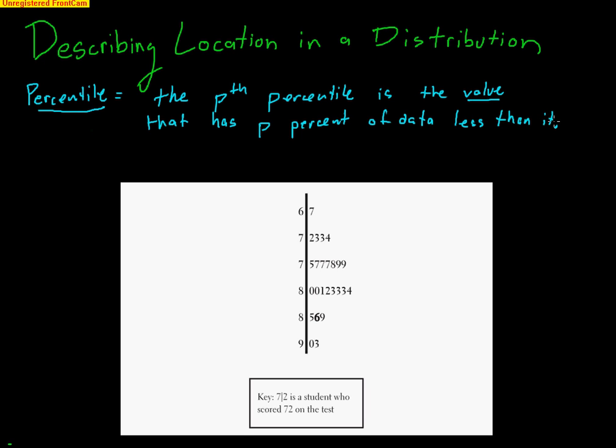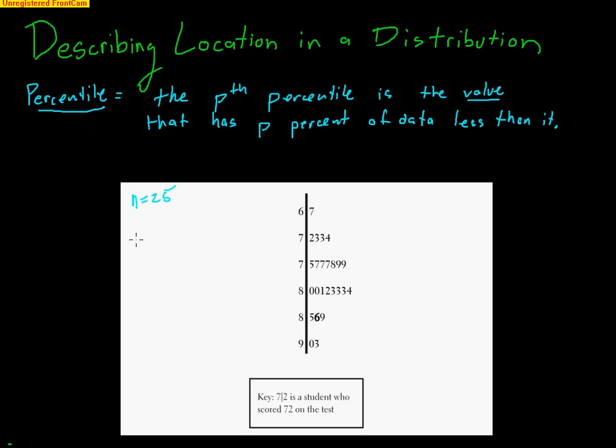So if you take a test, your score might put you at the 60th percentile. That means that 60% of test takers scored less or lower than you. So let's explain this example with a nice little stem and leaf plot I have here. This stem and leaf plot came from test scores from 25 students. So 25 students took a test, and here's the scores.